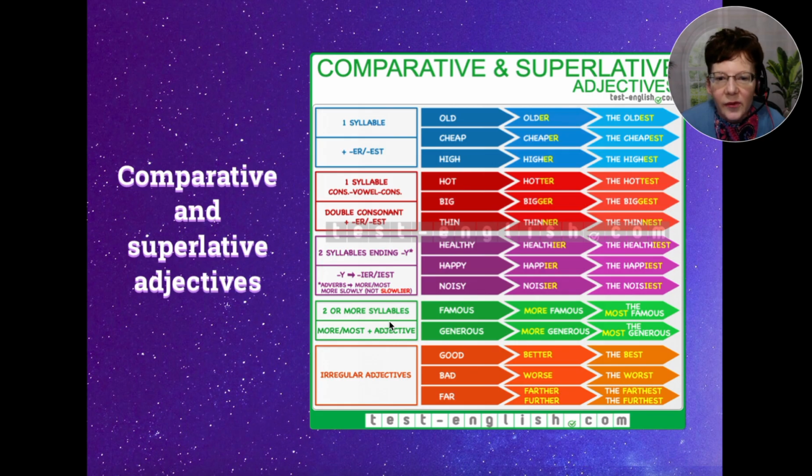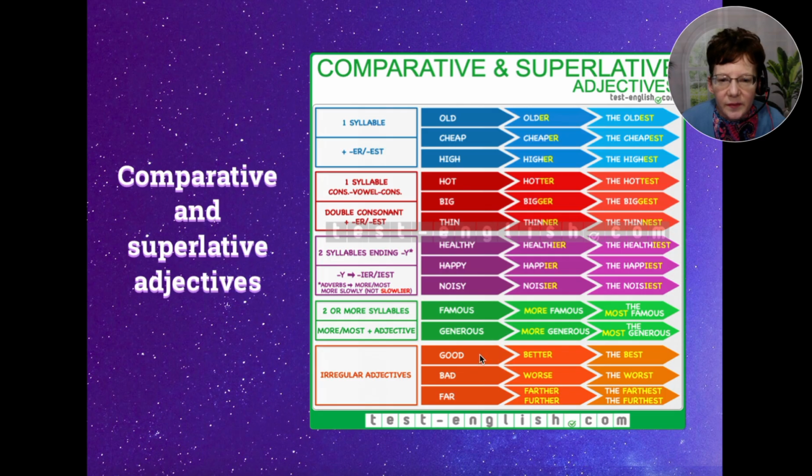All right, so when we have two or more syllables here, like famous or generous, what we do is instead of adding er or est, we say more for comparative and the most for superlative. So famous, more famous, the most famous, or generous, more generous, or the most generous.